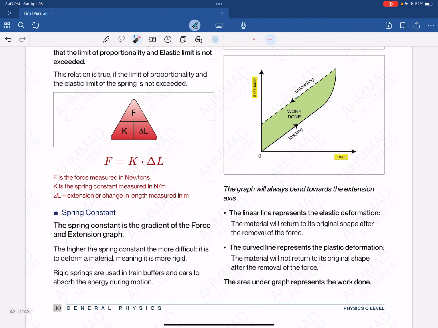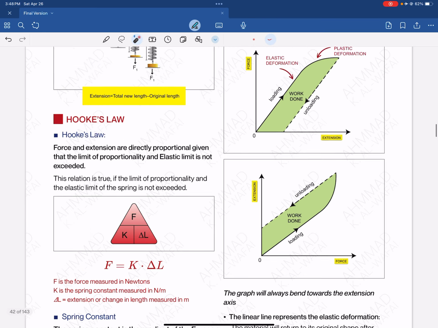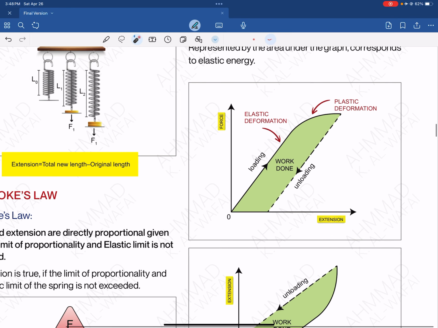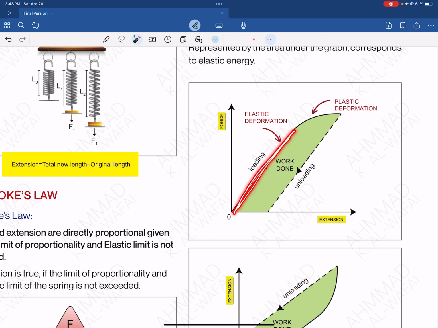All right, so we draw a relationship between force and extension, where the line is, for example, at this stage, where the force and extension are directly proportional to each other. So at any point on the straight line, you can get the gradient, which is the force over the extension. This is going to give you the spring constant K.